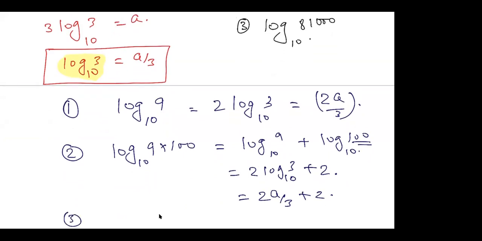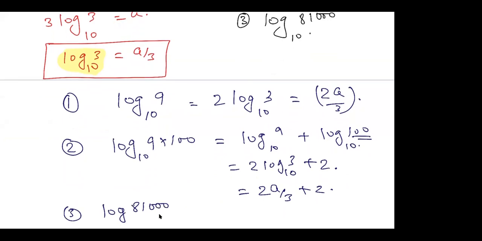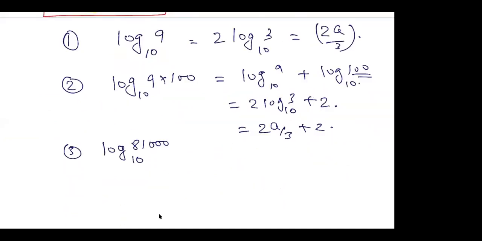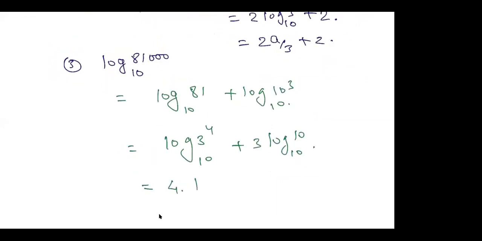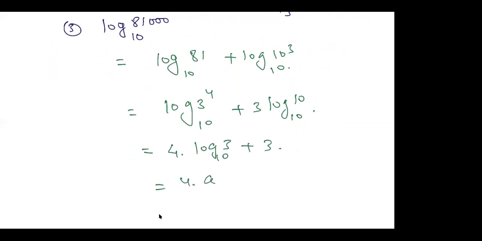Third question, log 81,000 base 10. So what we can write in this case: this will be log 81 base 10 plus log 10 cube base 10. So this will be, right, log 3 to the power 4 base 10 plus 3 log 10 with base 10, right? This will be 4 log 3 with base 10 plus 3. And this is 4A by 3 plus 3.